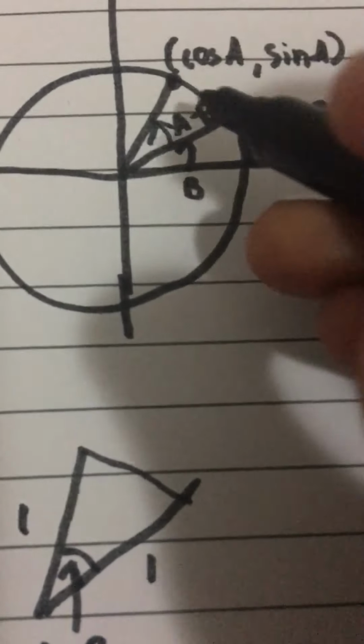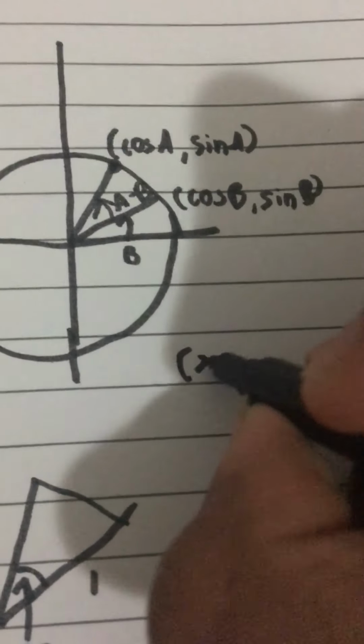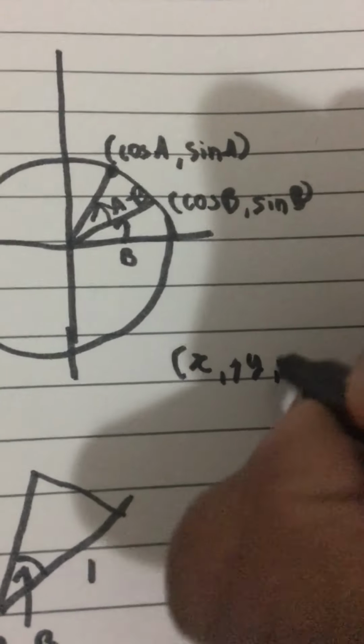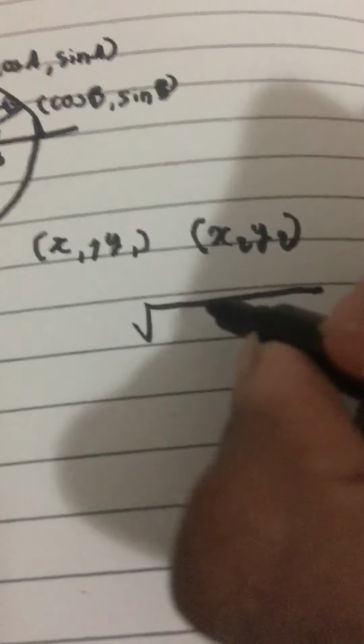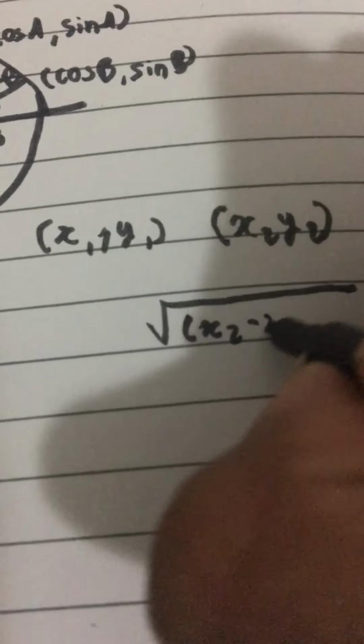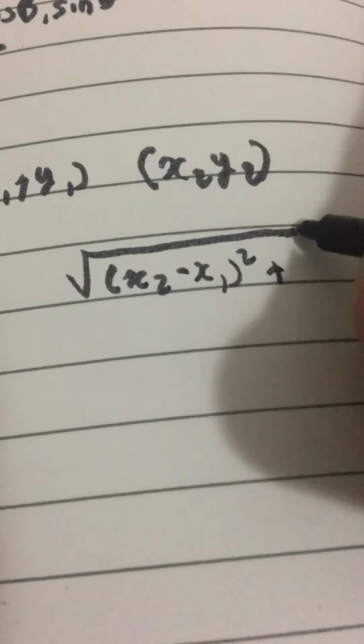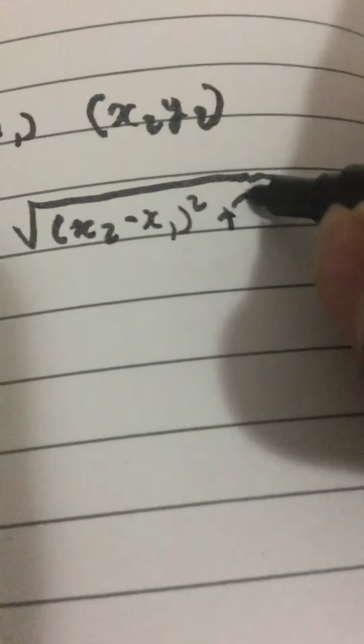Now, what's this length? We know the distance formula: let's say we have two coordinates, x1, y1 and x2, y2. We know that the distance will be the square root of (x2 minus x1) squared plus (y2 minus y1) squared.